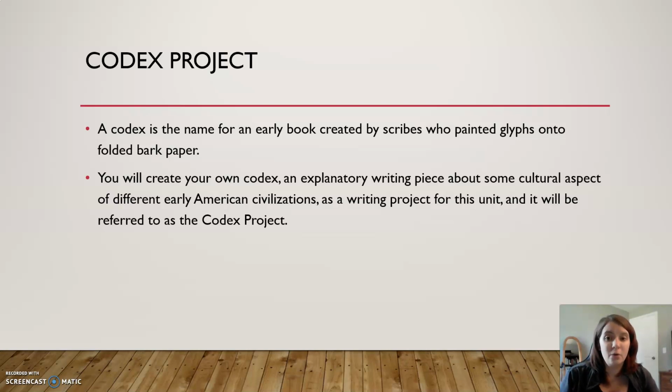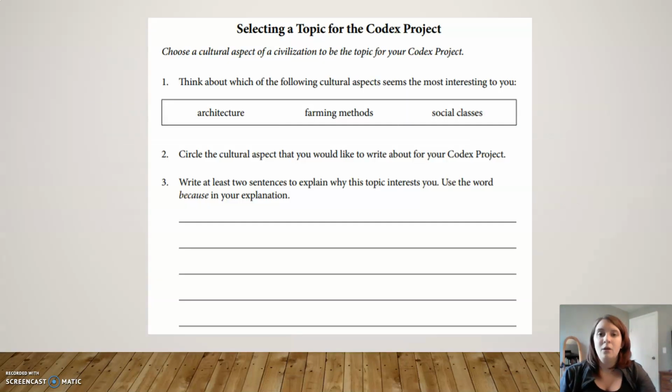You're actually going to create your own codex, which is an explanatory writing piece about some cultural aspect of different early American civilizations as a writing project for this unit, and it will be referred to as the Codex Project. So when I mention it as the Codex Project, you'll know what you're working on. And I'll kind of explain that a little bit more in a little bit. So this is what your assignment is for today. Your job for today is to figure out what topic you would like to write about.